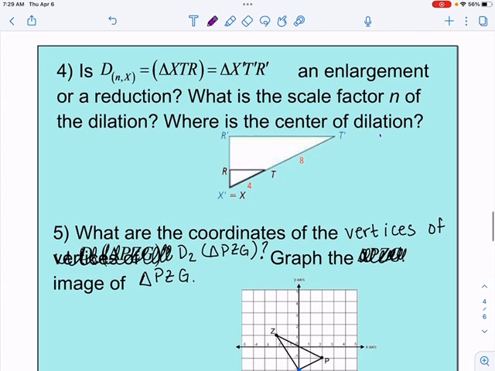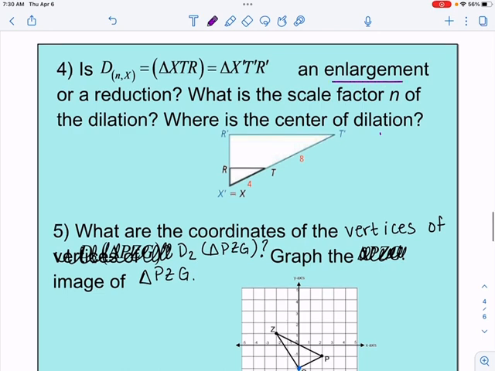Okay. So here we have a picture and we have two triangles. We have triangle XTR and triangle X prime T prime R prime. And we want to know if that's an enlargement or a reduction. And then what is the scale factor N of the dilation and where is that center of dilation? So let's talk about enlargement or reduction first. Again, primes are the images. So in this case, your black triangle is the original triangle. And that light blue triangle is the image. So since that blue triangle is bigger than the black triangle, that means that this will be an enlargement.